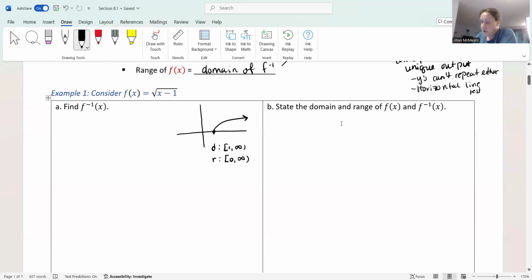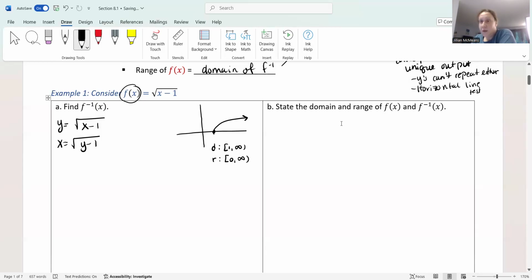So what we do first is we replace f of x with just a y. So I'm going to rewrite this as y equals the square root of x minus 1. And then we already know that to find an inverse, you basically just swap your x's and your y's. So let's quite literally swap our x's and our y's. So I get x equals the square root of y minus 1. And then I want to solve for y.